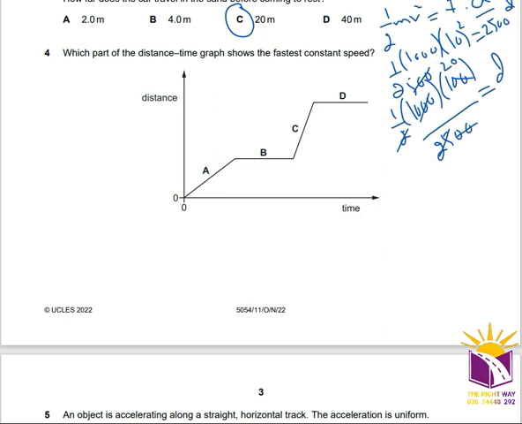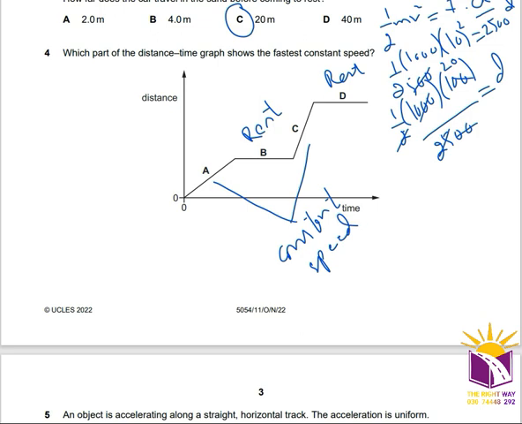Question number 4. Which part of the distance-time graph shows the fastest constant speed? Now it is a distance-time graph. So at B and at D, our body is at rest. Here the body is at rest because distance is not changing at these two points B and D. At A and C, the body is moving with constant speed, because our graph is showing a straight line.